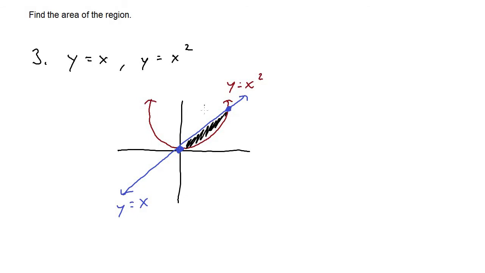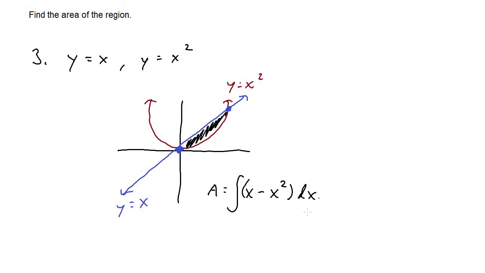Now notice in this case we do have a top curve, y equals x, and a bottom curve, y equals x squared. So we can go ahead and use the formula where we take the integral of the top curve minus the bottom curve. Both have to be in terms of x. So the top curve is y equals x, minus the bottom curve, y equals x squared, times dx. And all we have left to do now is to find our bounds of integration.